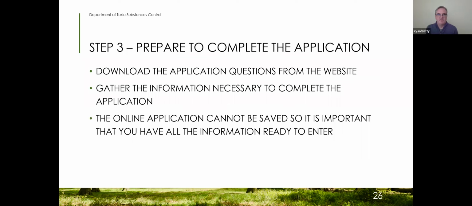For this step, for each of the categories of variance, we've put a list of the questions on the website. The idea is that you can take a look at the questions in advance, and some of the questions may require you to do some research to gather the necessary information. By providing the questions, the hope is that you can gather that information in advance. That's important because the online application itself, you cannot save halfway through. So you need to essentially have all the information ready to go when you complete the application. Next slide, please.